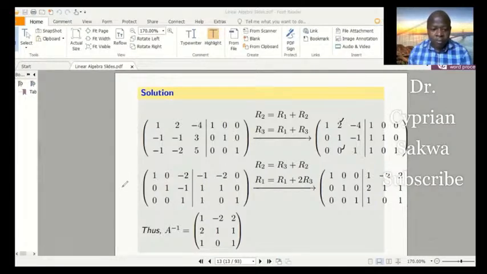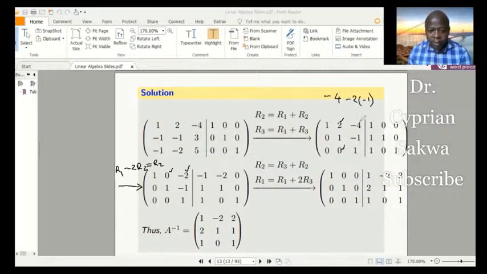We're supposed to take row 1 minus 2 row 2, and this should be our new row 1. So row 1 minus 2 row 2. That means 1 minus 2 times this will remain to be 1. 2 minus 2 times this will be 0. That's the 0 you are seeing there. And then negative 4 minus 2 times negative 1. This will be negative 2.